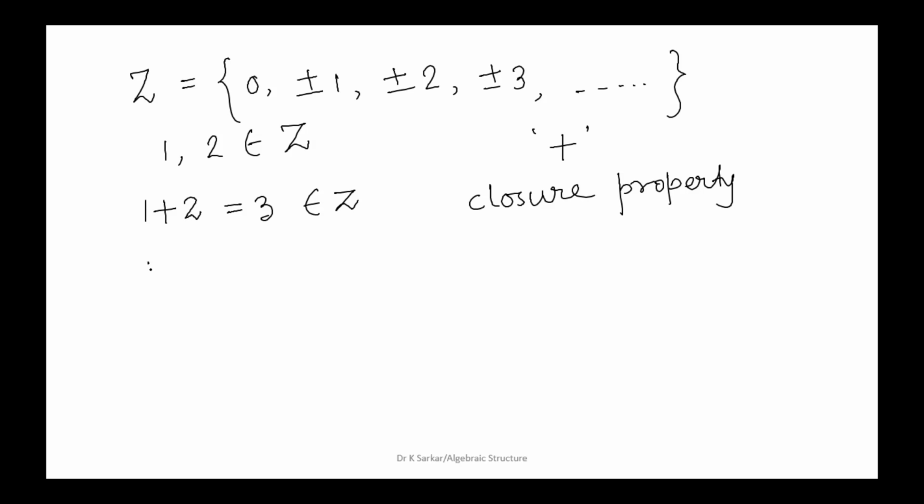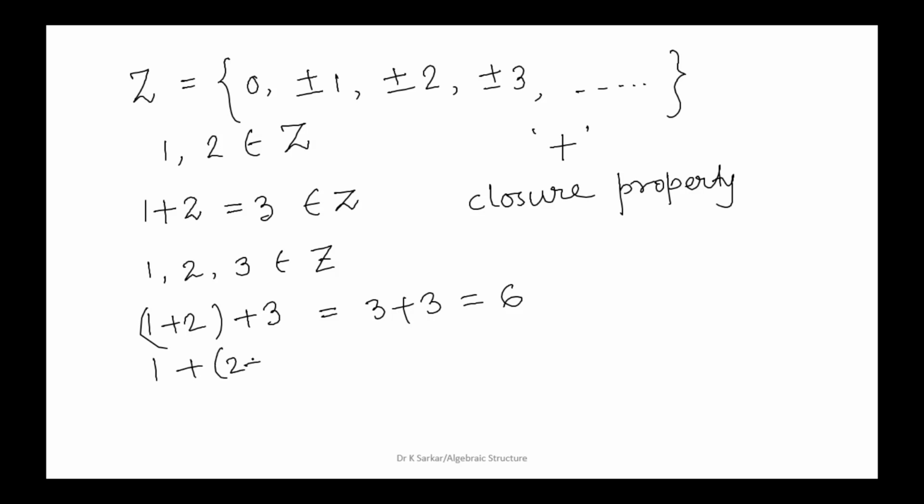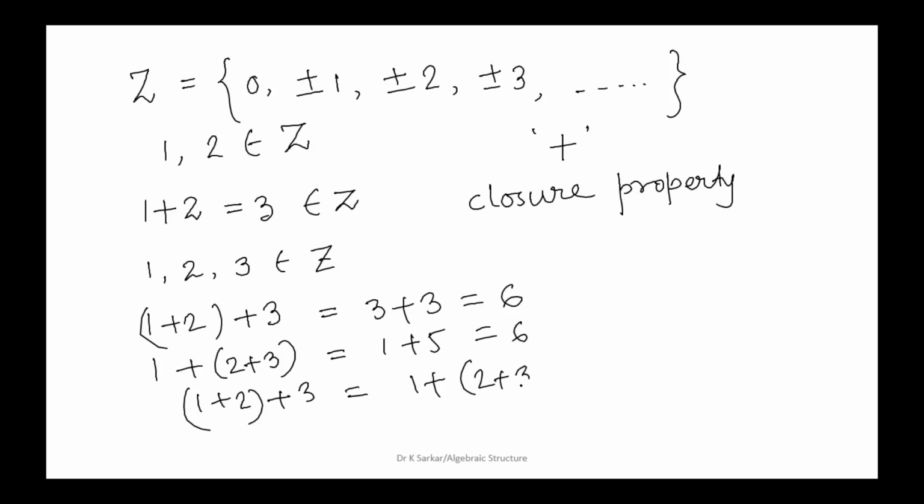Now let us take three elements. 1, 2, 3 belong to Z. Then we do (1 plus 2) plus 3, which is 3 plus 3, that is 6. And we do 1 plus (2 plus 3), then we are getting 1 plus 5, which is 6. They are equal: (1 plus 2) plus 3 equals 1 plus (2 plus 3). This is called the associative property.